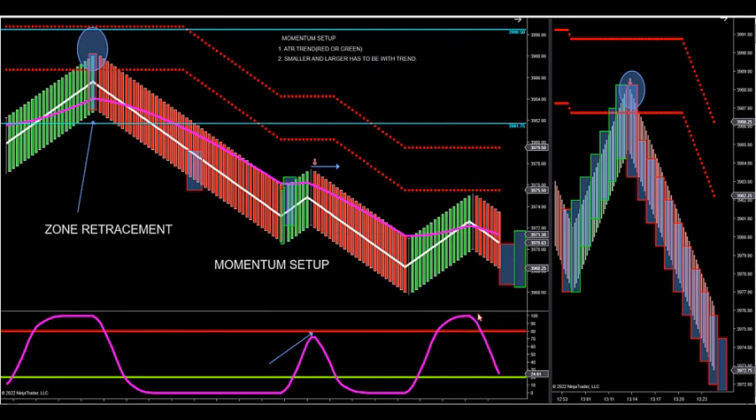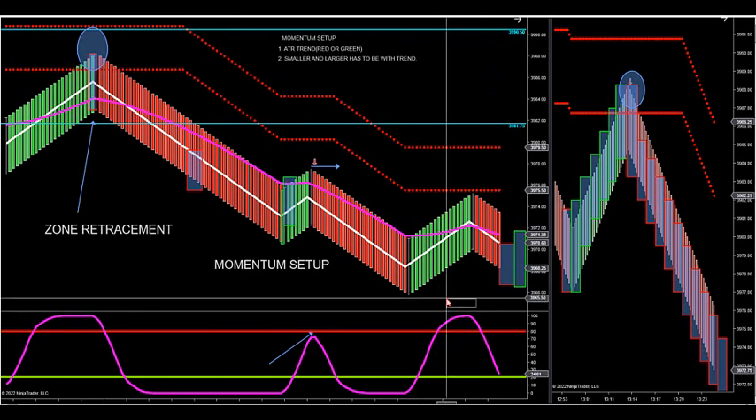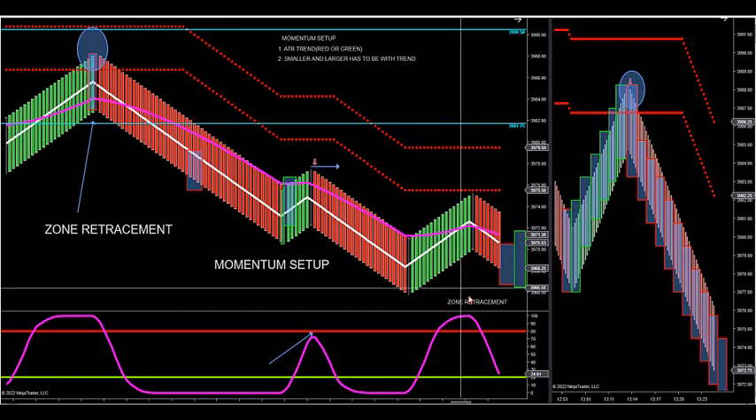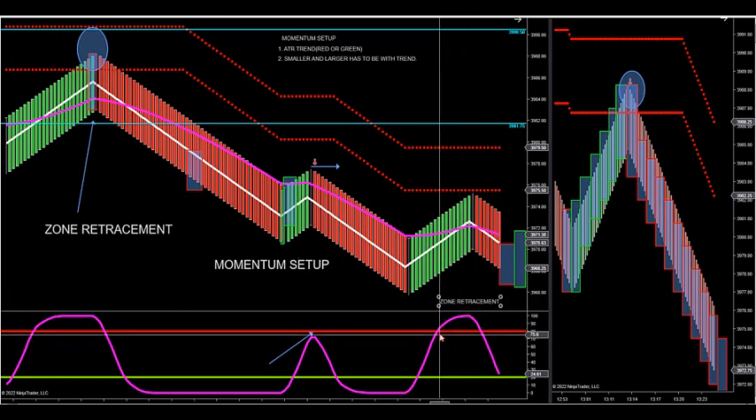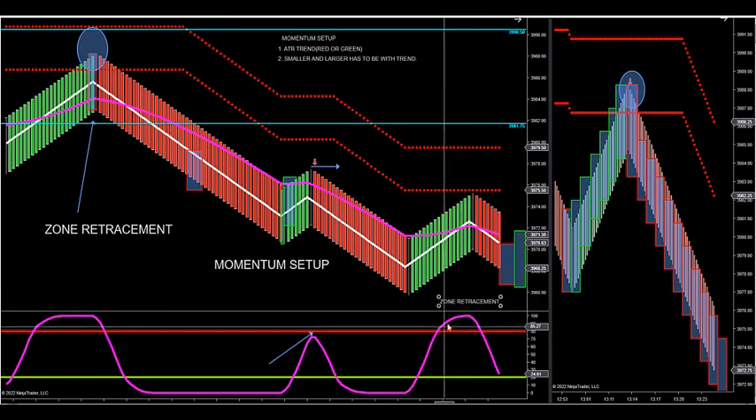When you are in the zone, I call it a zone retracement. So over here is a zone retracement. So you have two zone retracements. This is a zone retracement. Because you don't have momentum, you get a deeper retracement. All right? That's a zone retracement because it got above my red level.